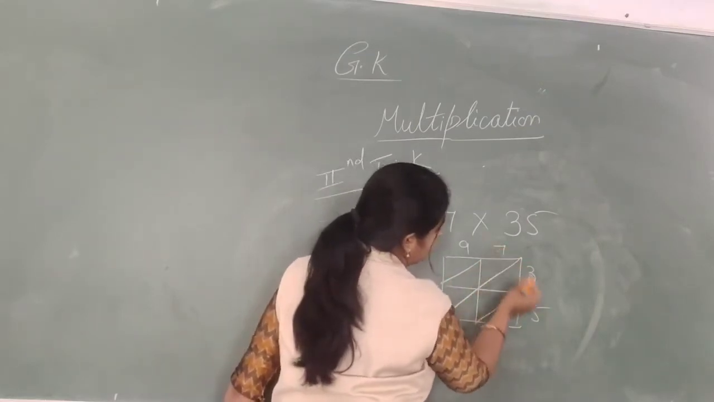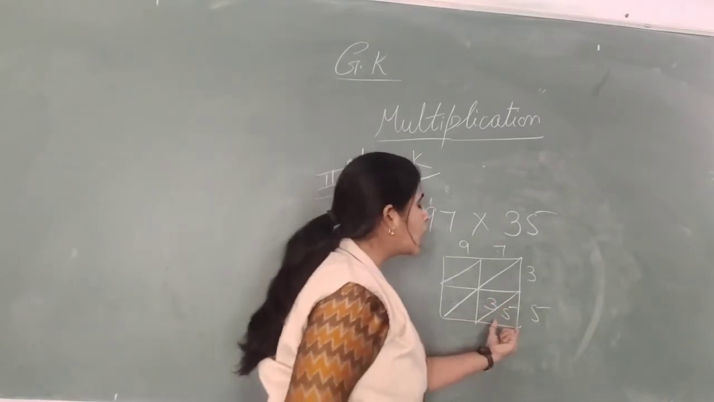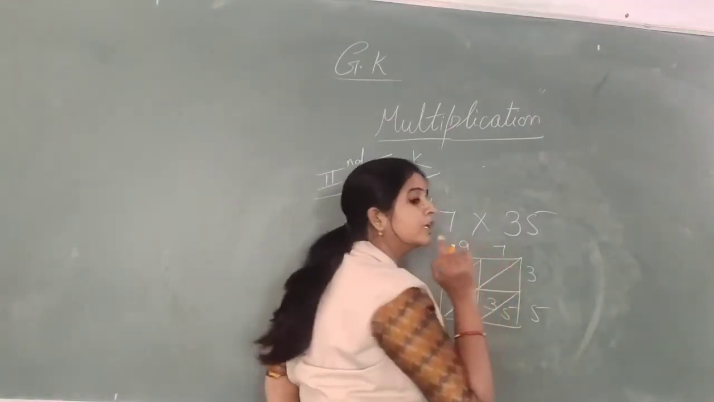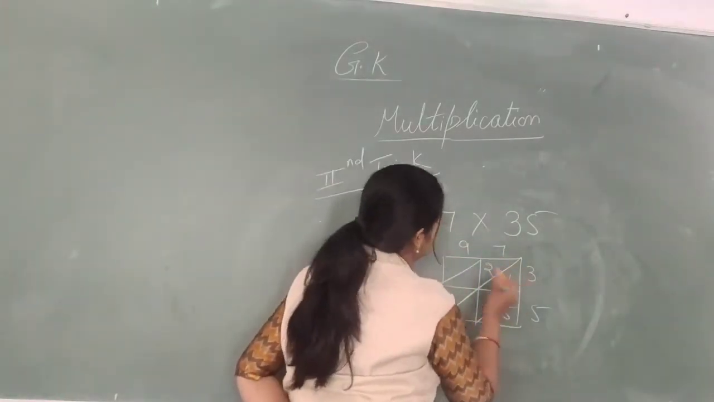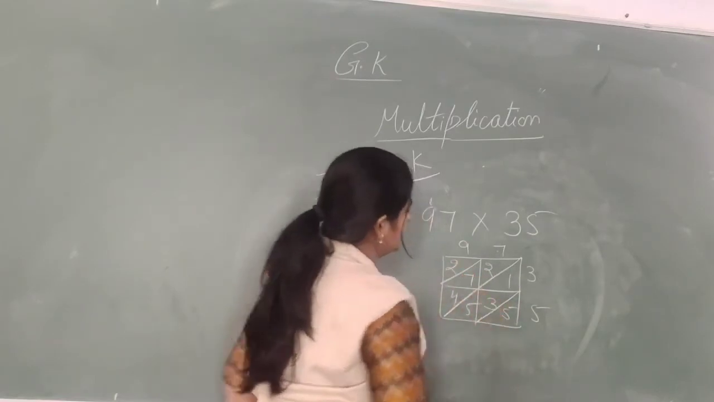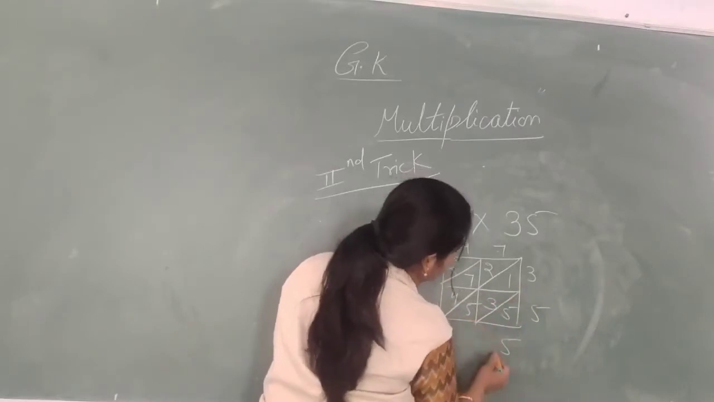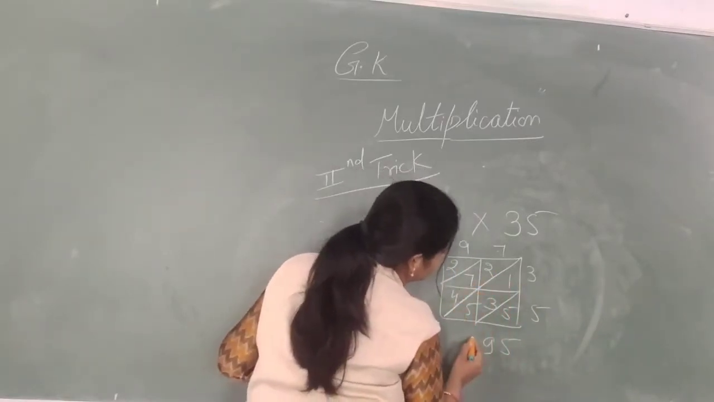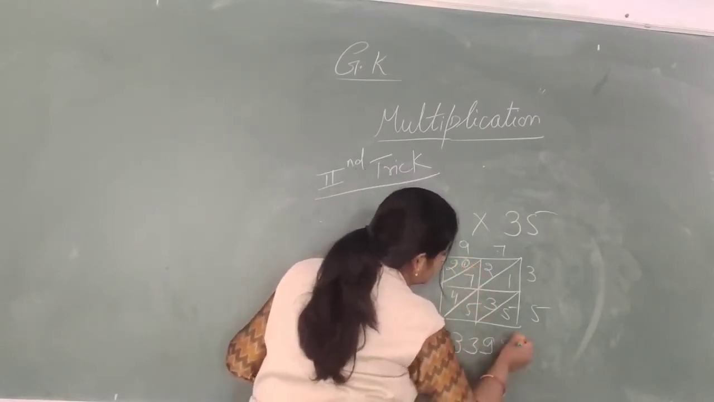Now multiply. 7 5s are 35. Each block will consist of a single value only, and you cannot leave a single block. 7 3s are 21. 9 5s are 45. 9 3s are 27. Now add them diagonally. 5. 3 plus 1 is 4. 4 plus 1 is 5. 9. 7 plus 2 is 9, 9 plus 4 is 13, 3 and 1 carry, 2 plus 1 is 3. That will be your answer.